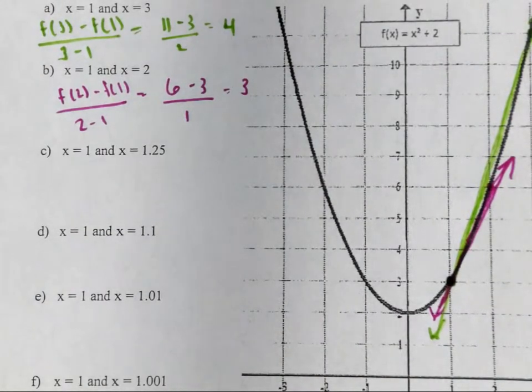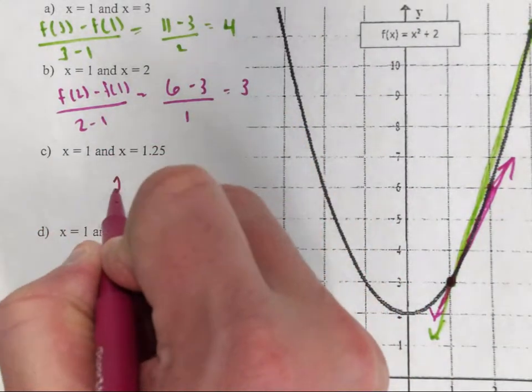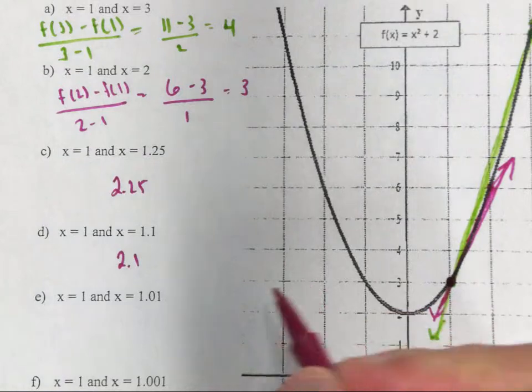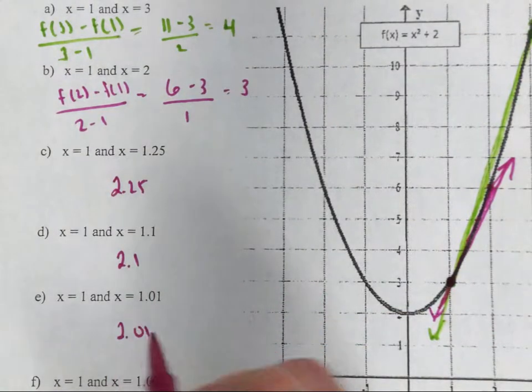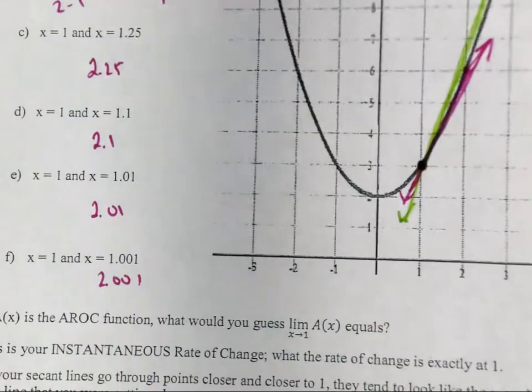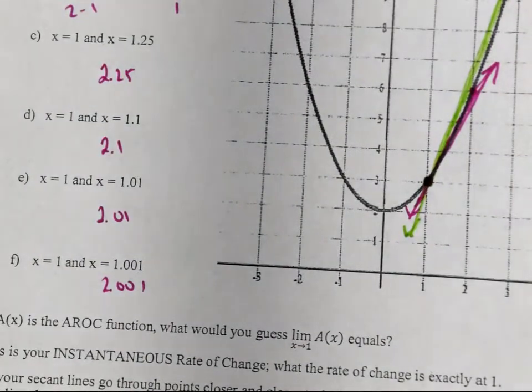What y'all get on C? 2.25. What you get on D? Very good. E. F. Oh! What are y'all noticing there?